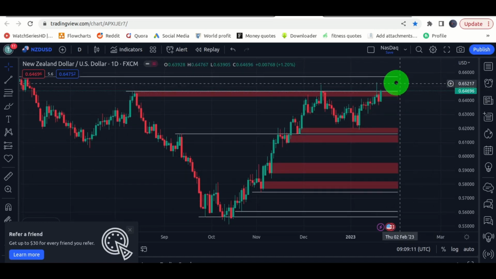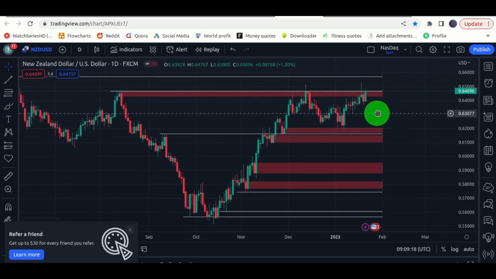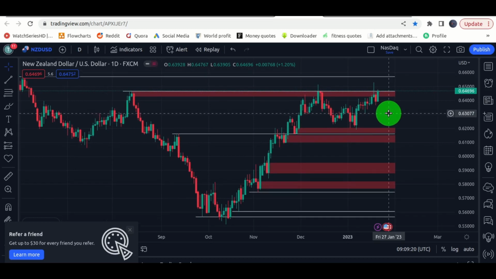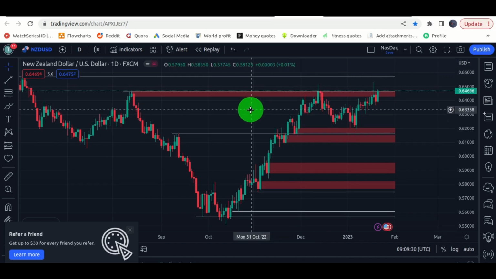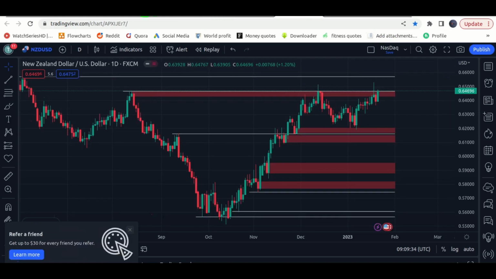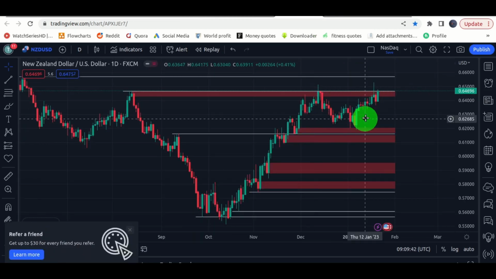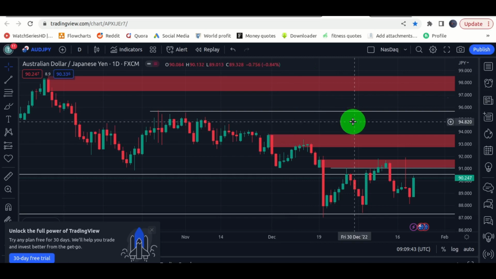So yeah, this is pretty much it for NZD USD. It's more similar to AUD USD. So these guys move in correlation. I don't know if you guys noticed it, but these pairs just move in correlation most of the time. So you can see here, it's pretty much similar. AUD USD, NZD USD. So let's move to AUD JPY.